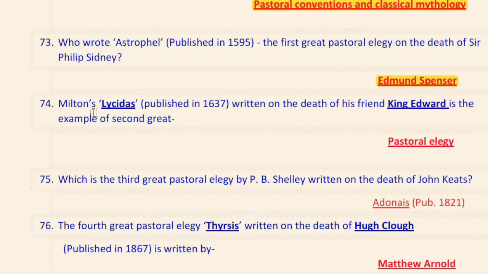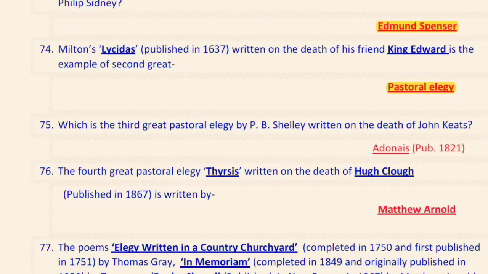Question number 74. Milton's Lycidas, published in 1637, written on the death of his friend Edward King, is the example of the second great pastoral elegy. Question number 75. Which is the third great pastoral elegy by Percy Bysshe Shelley written on the death of John Keats? The answer is Adonais. It was published in 1821. Question number 76. The fourth great pastoral elegy, Thyrsis, written on the death of Arthur Hugh Clough, published in 1867, is written by Matthew Arnold.